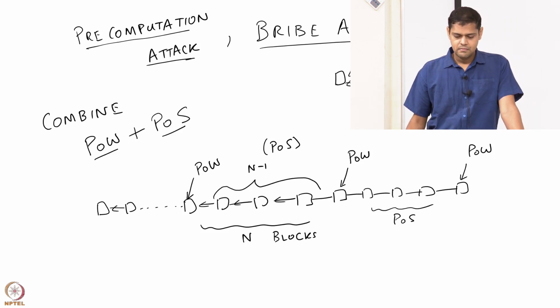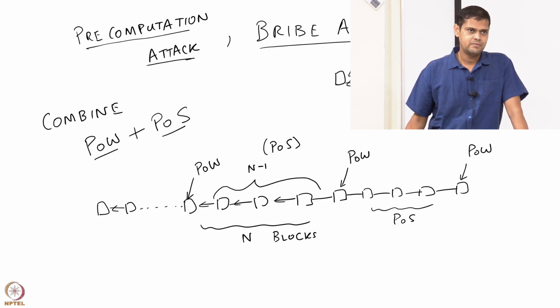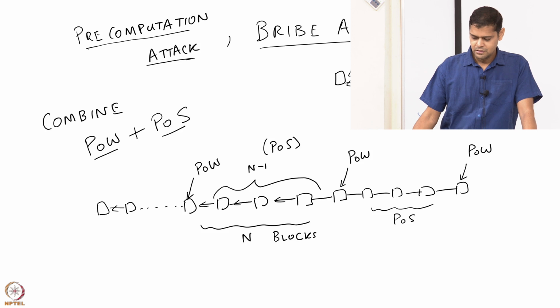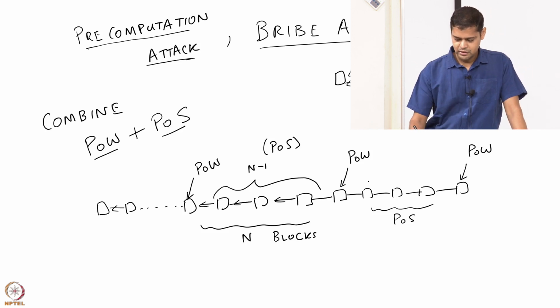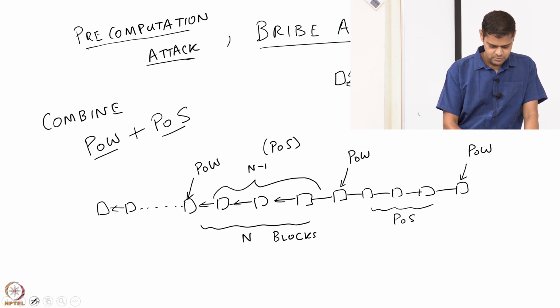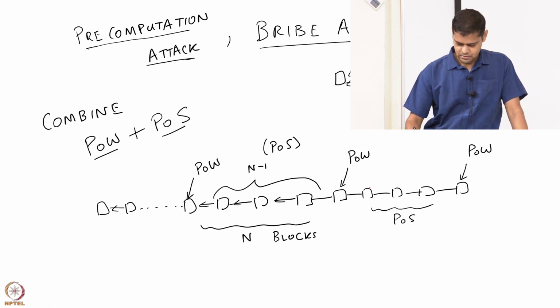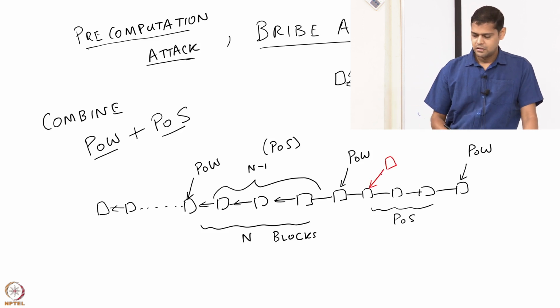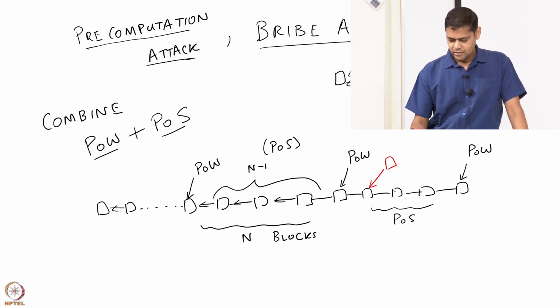Okay, so does this solve the, let's say, the nothing at stake problem? We've talked about nothing at stake. So suppose a fork occurs over here. All of these are generated by proof of stake. So maybe the chain will extend like this.